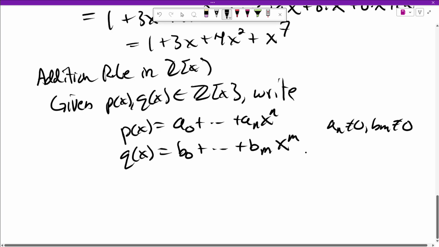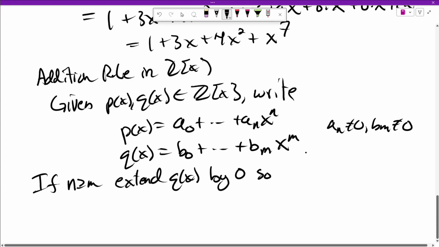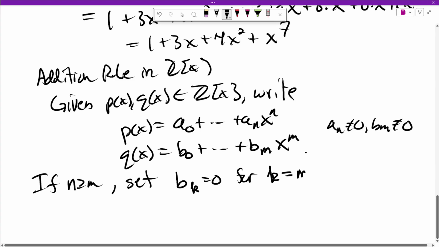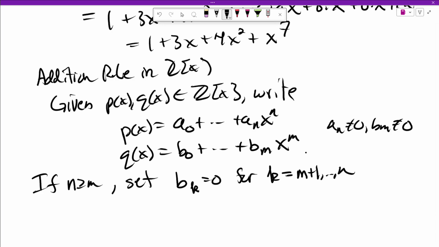And then what do we do? Well, we have to say: if n is bigger than or equal to m, extend q by 0, or let me write that slightly differently. If n is bigger than or equal to m, we're going to set bk to be 0 for k from m plus 1 all the way up to n. Now it could be that n is equal to m, in which case we don't do this, and they're the same degree. But if it's bigger, we're going to extend by 0.